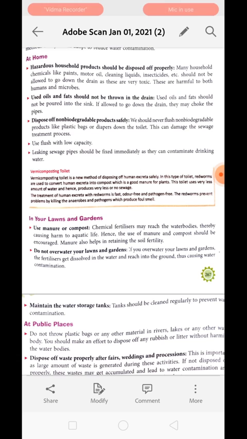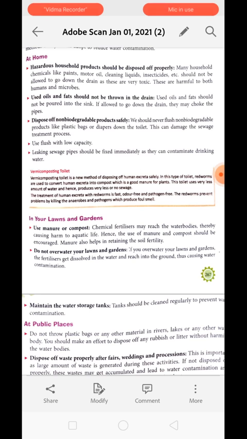Next is vermicomposting toilet. Vermicomposting is a new method of disposing of human excreta safely. In this type of toilet, red worms are used to convert human excreta into compost, which is good manure for plants. Vermicomposting, it means what? When we are using the red worm to compost, it is called vermicomposting.